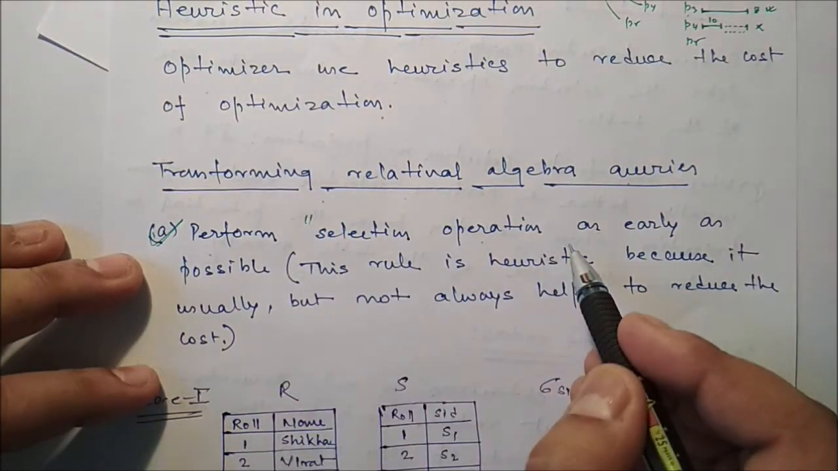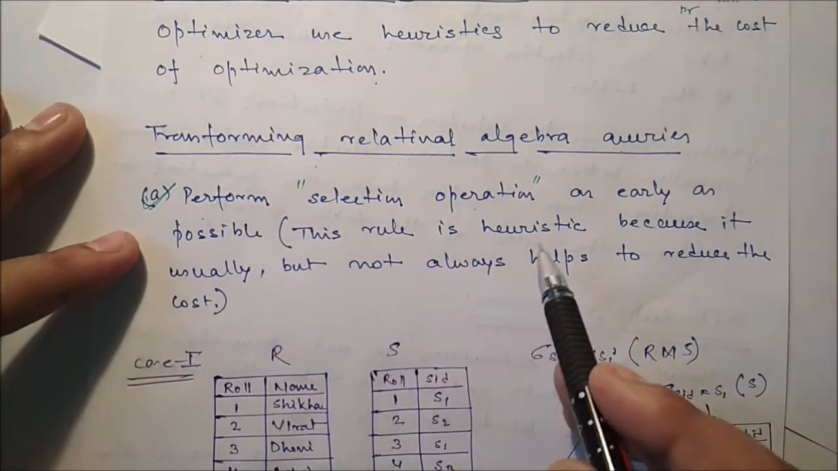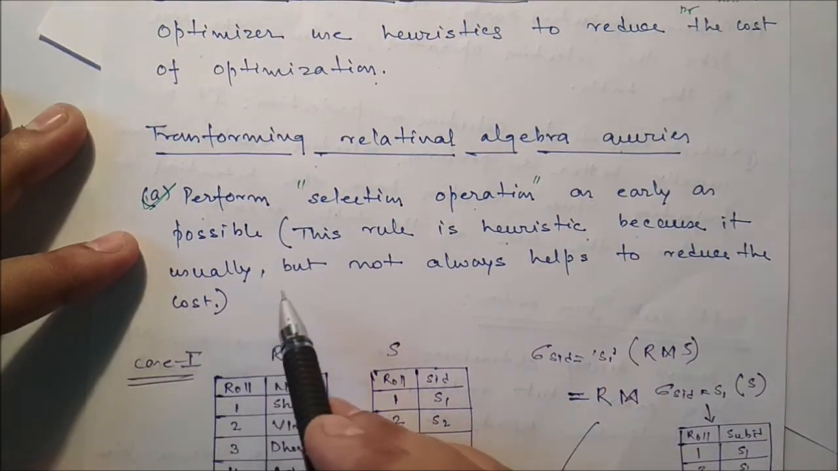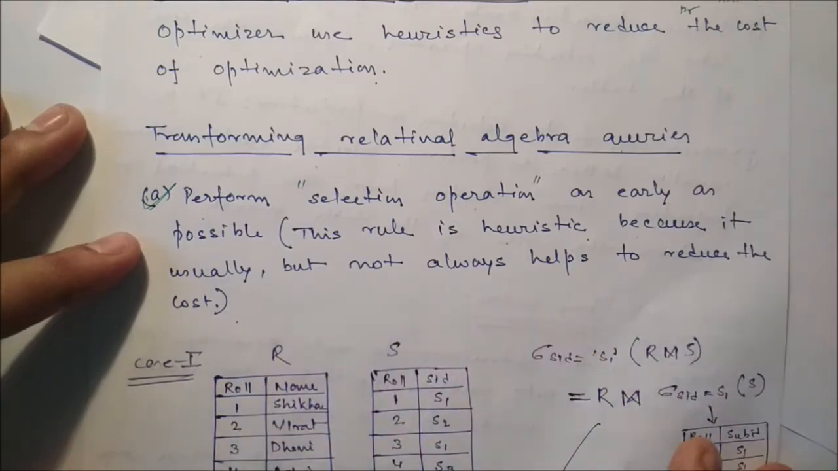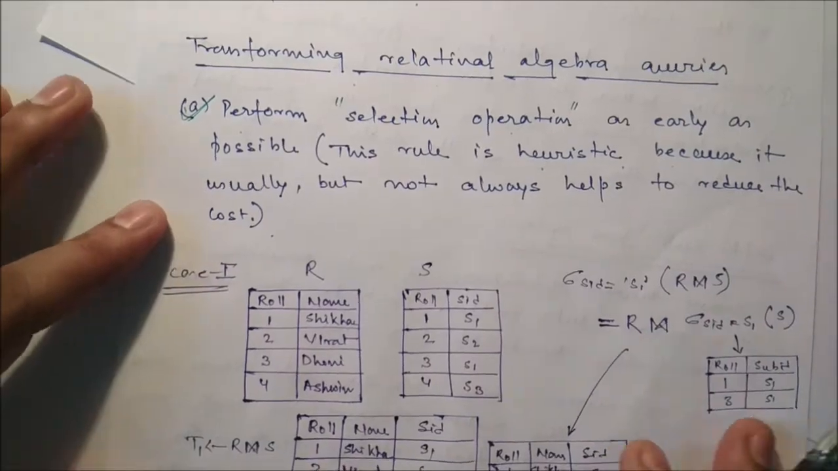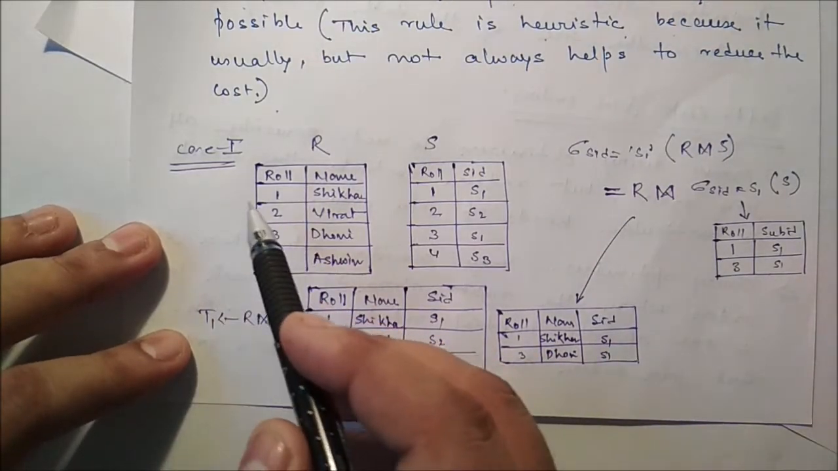Perform selection operation as early as possible. Now you can see, this rule is heuristic because it usually but not always helps to reduce the cost. Here we just see this particular table, where two cases we'll discuss.